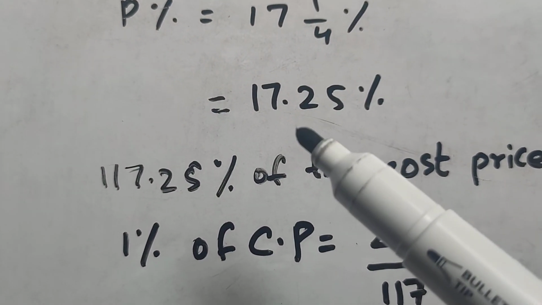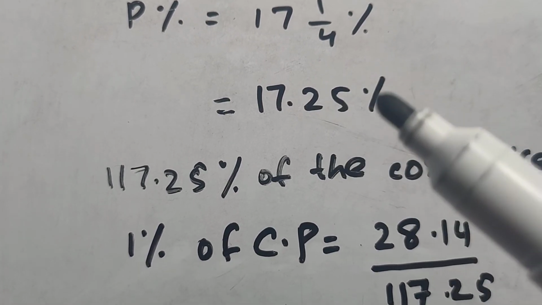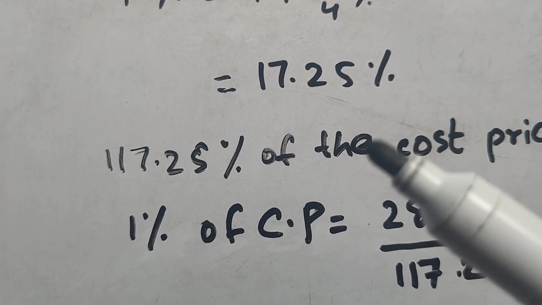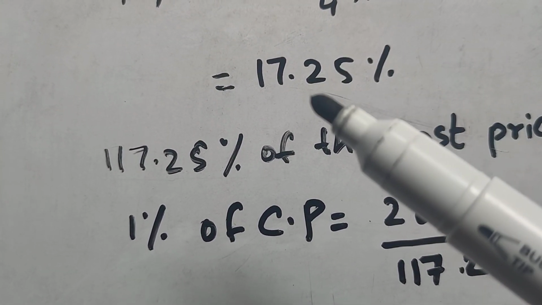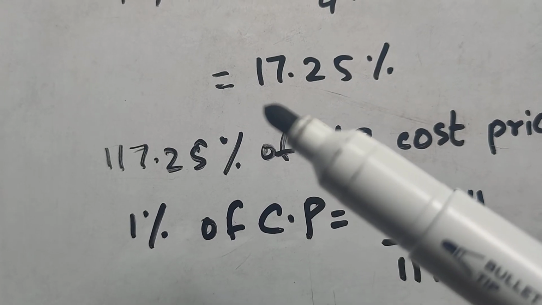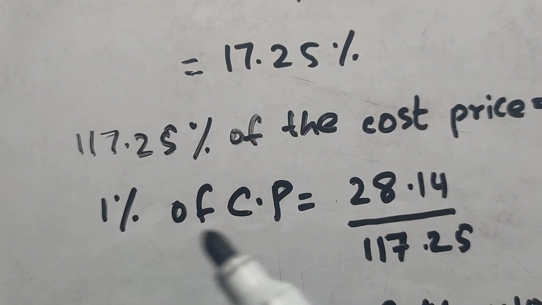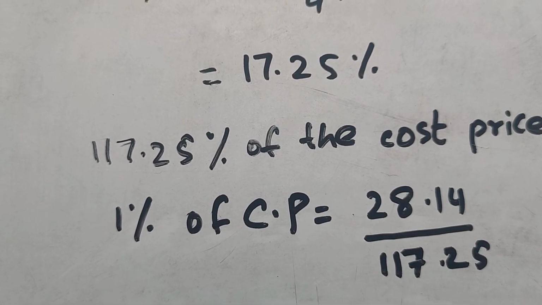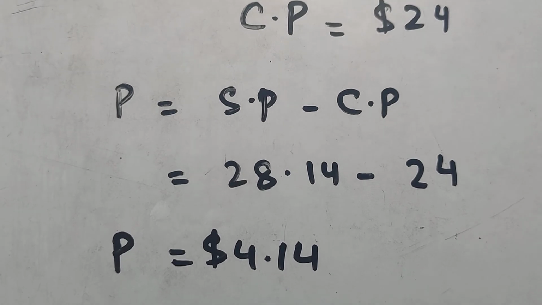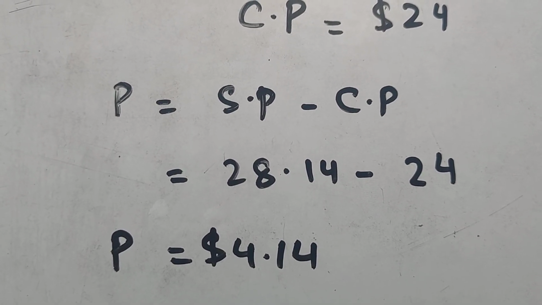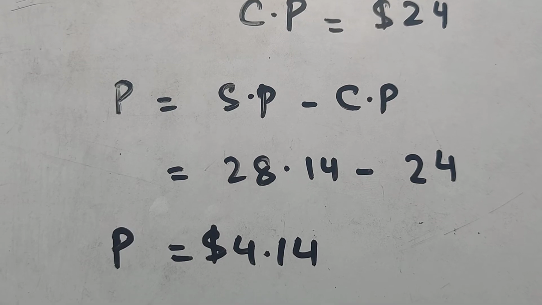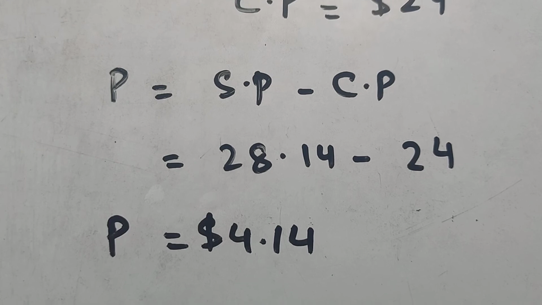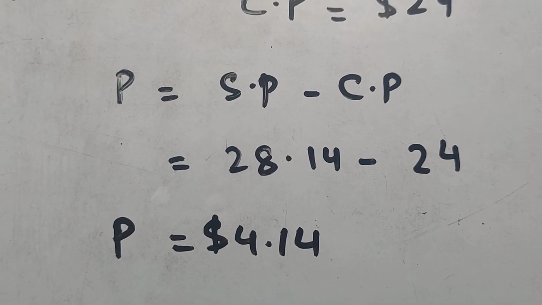I repeat, if we have been provided with profit percentage, remember the percentage of cost price is always 100%. All you need to do is add up 100 and the percentage of profit in order to find out the cost price, right? Similarly, you will do this in the solution of loss. But before that, let's calculate the profit for this sum. That is the difference between selling price and cost price. Selling price was 28.14 and cost price we have calculated is $24. So the profit is $4.14.